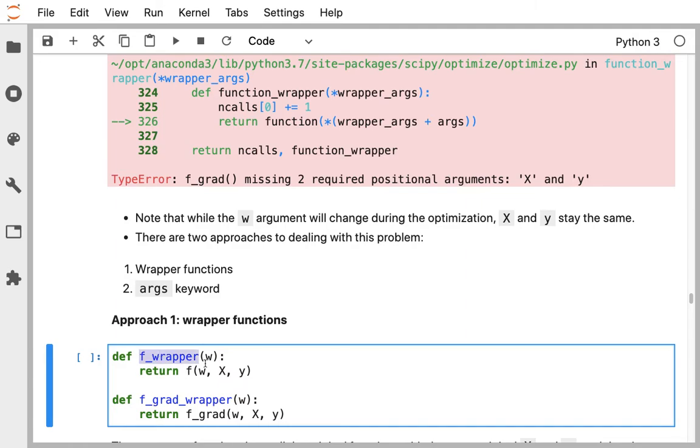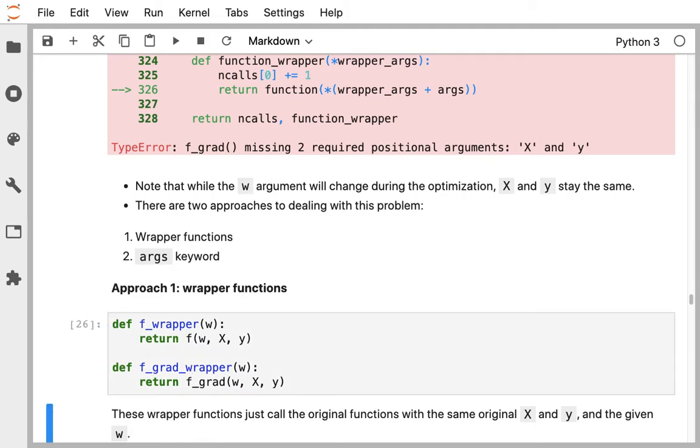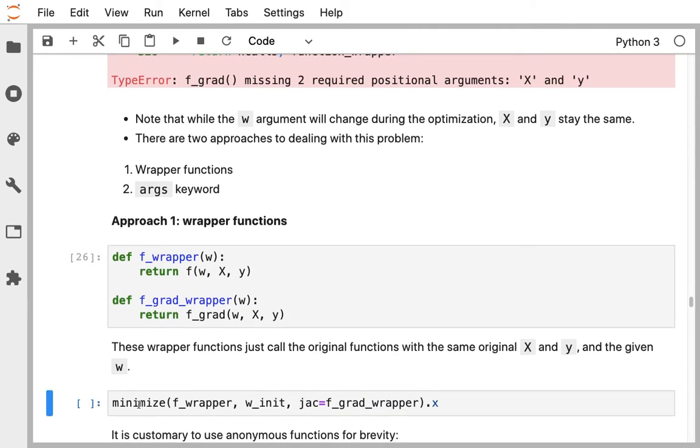So fwrapper only has one argument, w, and whatever w you give to fwrapper, it's going to use that same w to call f, but it's just going to take x and y out of the environment. So fwrapper will call f with whatever w you want and the good old x and y, the data set, and likewise for xgrad wrapper.